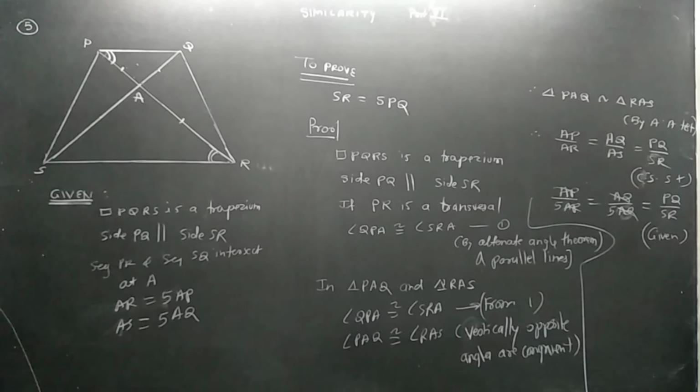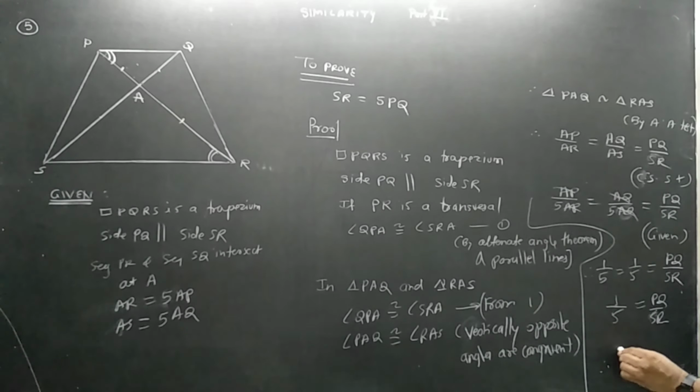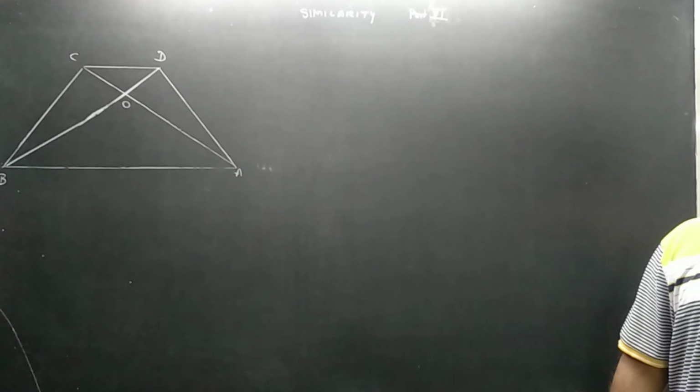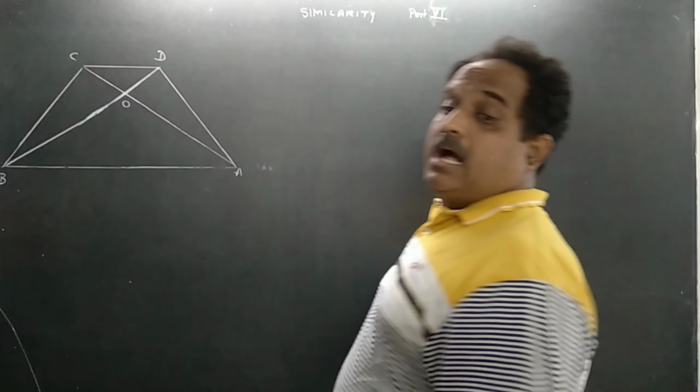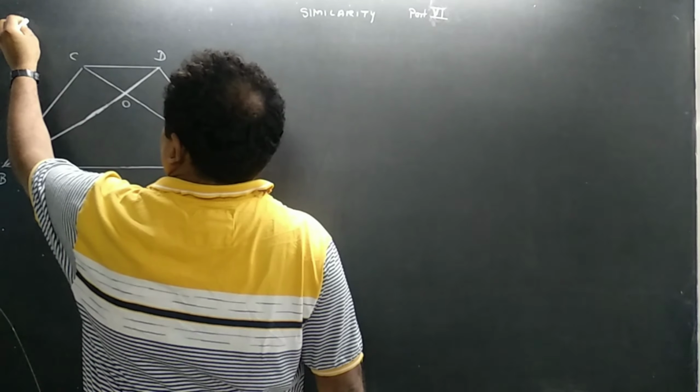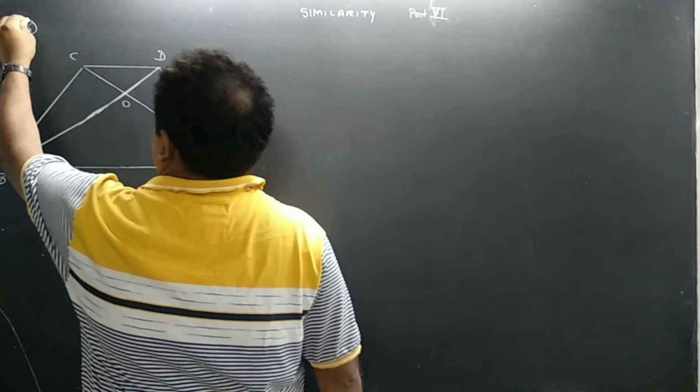That got cancelled, so what is left with you? Therefore 1 upon 5 is equal to PQ upon SR. And if I cross multiply it, I'll get SR is equal to 5 PQ. This is your final answer. Copy down this. Your question number, 6 or 7? 6.